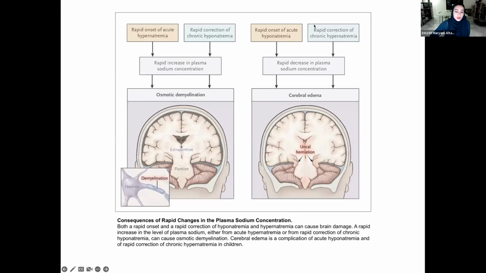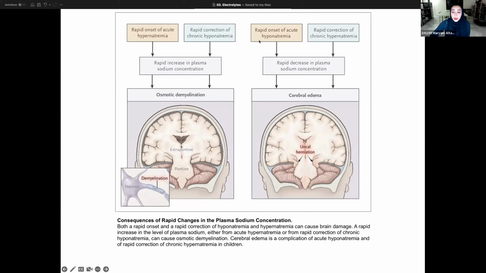So this is what I was trying to show you guys. When you have rapid onset of acute hyponatremia or rapid correction, so too much fluids, what happens is you get a very fast decrease in the serum plasma sodium concentration, right? And so what happens is cerebral edema. And you can see the uncal herniation here. So this starts to compress on the brainstem, decreasing respiration and causing all those symptoms because, again, your skull is not going anywhere anytime soon. It's a very rigid structure.